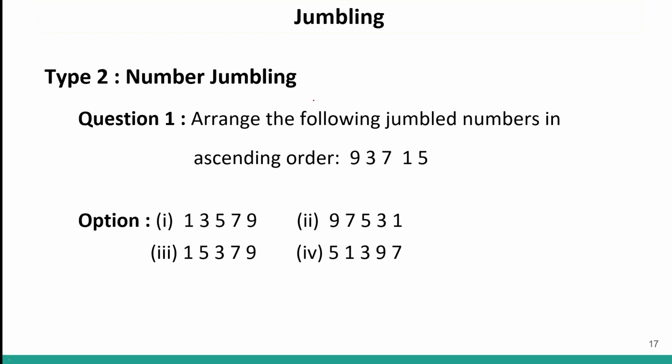Now, number jumbling. So in number jumbling, we have two concepts. First is ascending order, means increasing order.